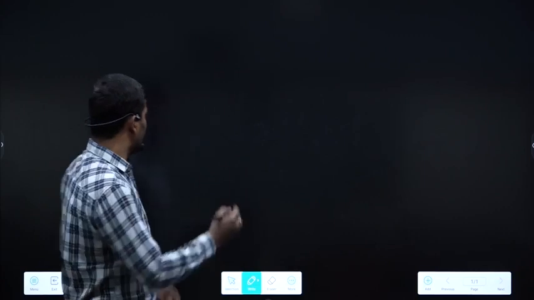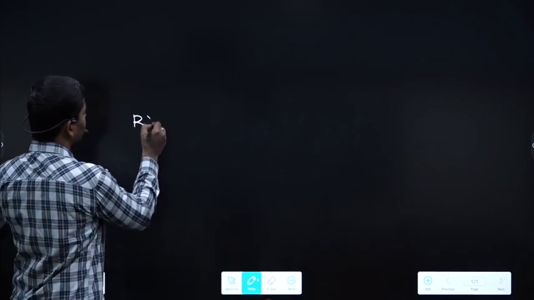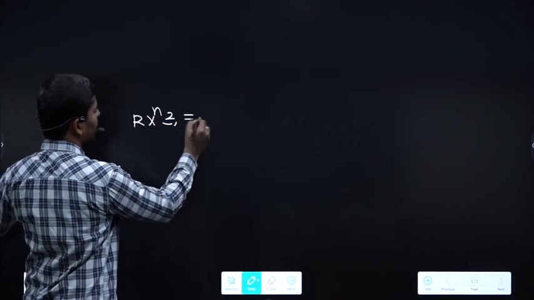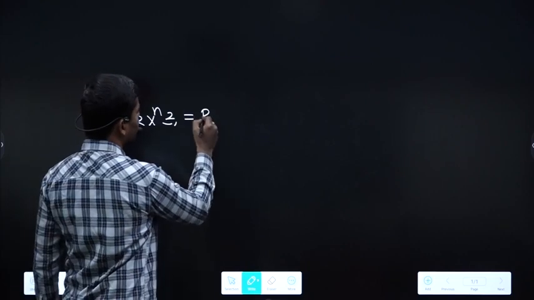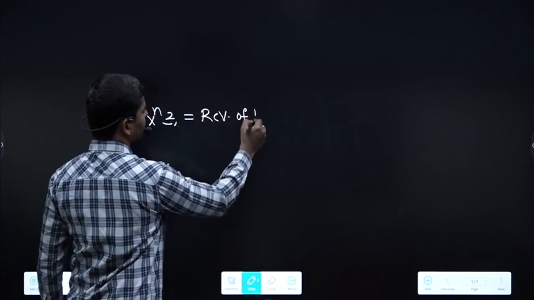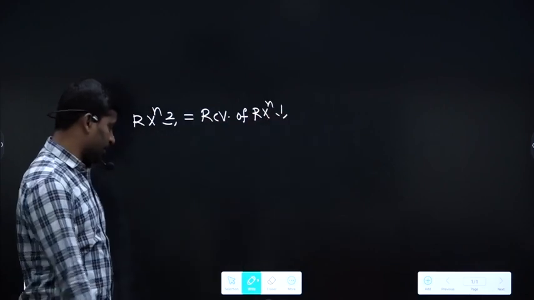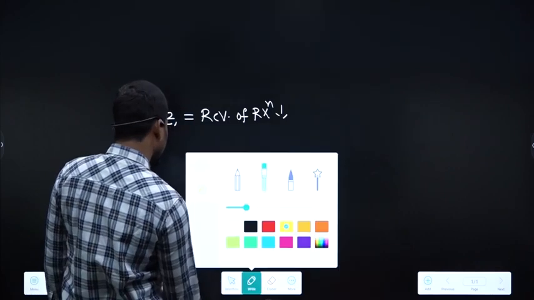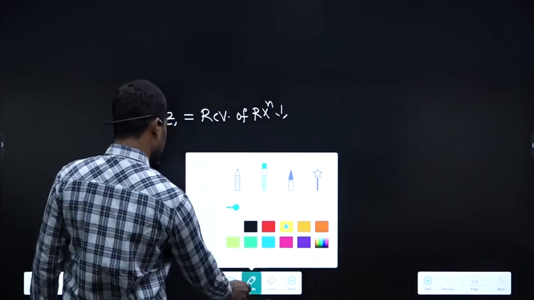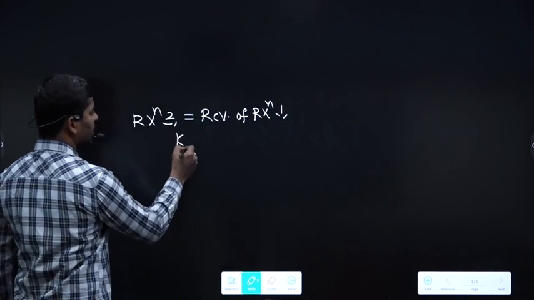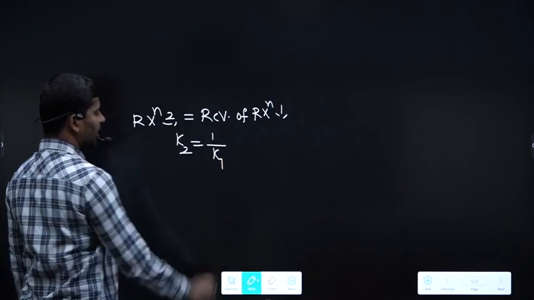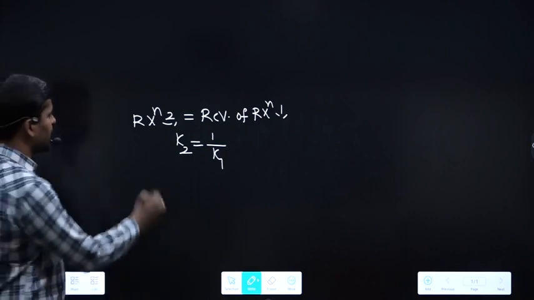Okay, we are discussing chemical equilibrium. In that, some expressions we discussed. For example, if reaction 2 is equal to reverse of reaction 1, what is the relation between the corresponding equilibrium constants? The relation is K2 is equal to 1 by K1, or K1 is equal to 1 by K2.